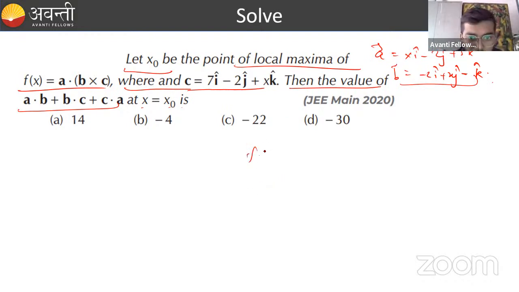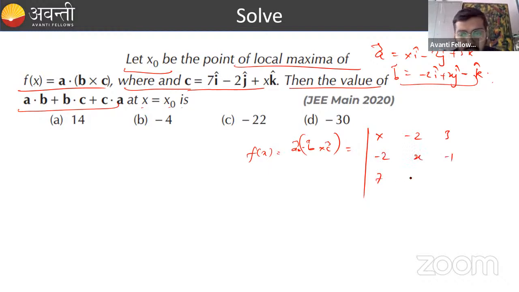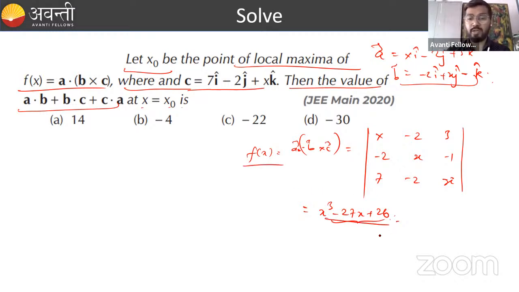So first of all, let's find f of x, which is A bar dot B bar cross C bar. I'll take the determinant. A bar is x, minus 2, 3, B bar is minus 2, x, minus 1, C bar is 7, minus 2 and x. So this comes out to be x cube minus 27x plus 26. So this f of x comes out to be this.